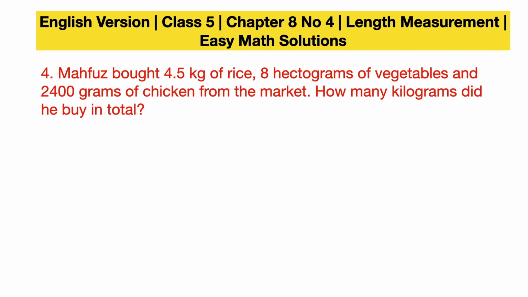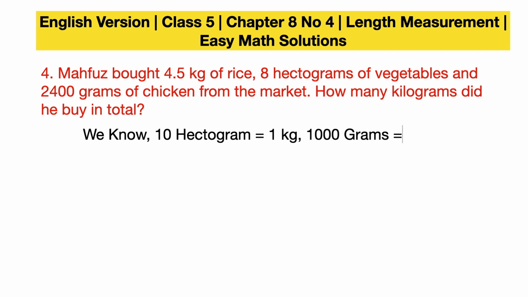I already told you, for this type of math you need to convert all units. In this math, the answer is in kilograms, so we need to convert them all to kilograms. Then we know that 10 hectogram equals 1 kg and 1000 gram equals 1 kg.